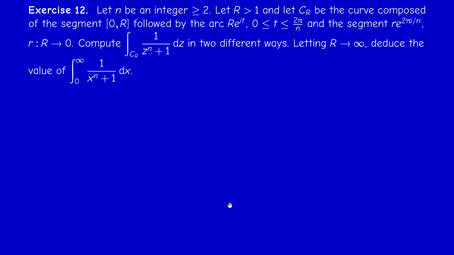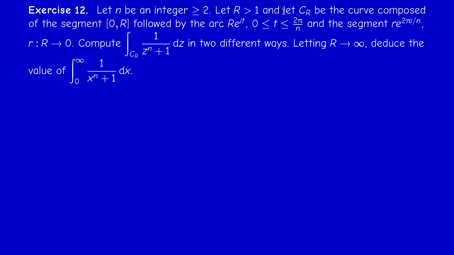Exercise number 12, also the same idea. The purpose is to find the value of this improper integral, 1 over (x^n plus 1), where n is an integer which is at least 2.